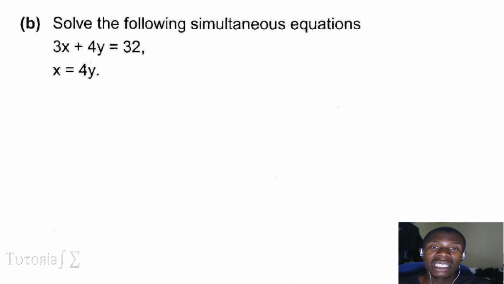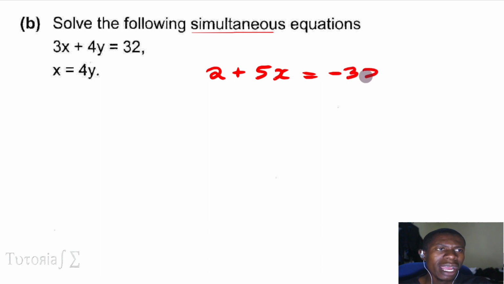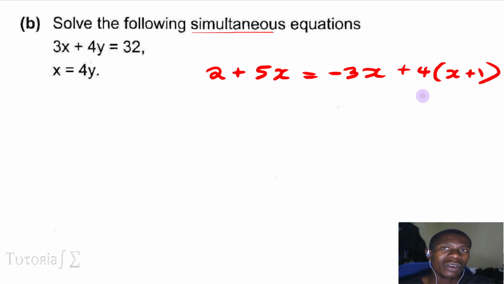Now, in today's lesson, we're going to learn about simultaneous equations. Previously, we have learned how to solve an equation. For instance, you're given the equation 2 + 5x = -3x + 4(x + 1). We previously learned how to solve this one.